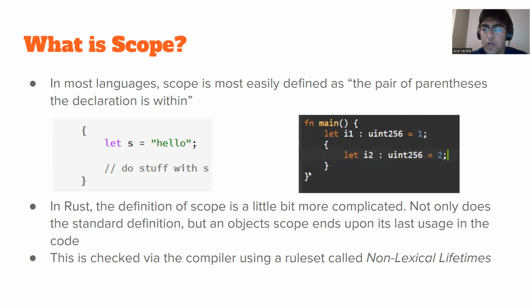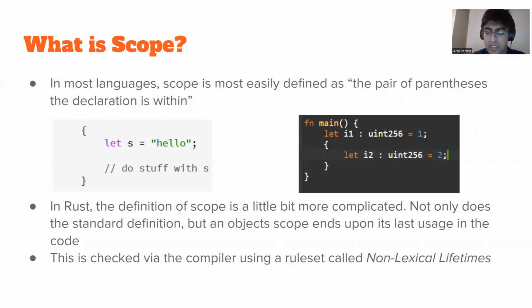In Rust, the definition of scope is a little bit more complicated. On top of this standard definition, an object's scope also depends on its last usage within the code. The reason this works is the way Rust handles code before running it. I think I mentioned this in a previous lecture when I was talking about functions. It goes through your entire code and looks at exactly where each line of code is declared. It says, oh, this is going to go in memory, and it's going to stop being used at this point.